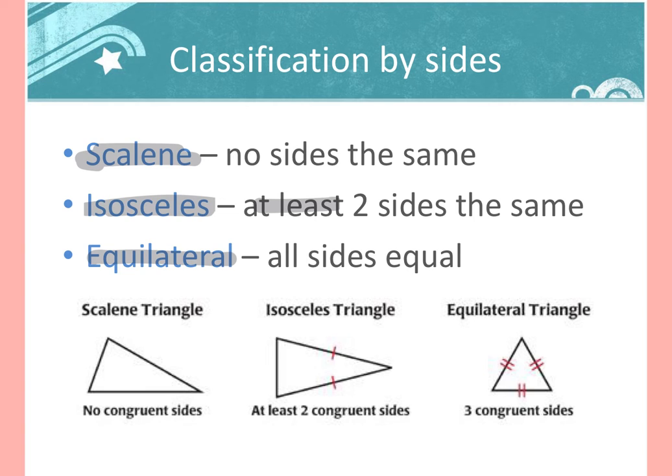So if you're given a diagram and it asks you to classify it by its sides, and it is equilateral, even though it is also isosceles, equilateral is the better way to describe it. If it has 3 sides the same, not only is it equilateral, but it's also isosceles, because isosceles says at least 2 sides the same. But if you're choosing between those 2, the better descriptive word is equilateral. Okay, so 3 sides equilateral, 2 sides isosceles, no sides scalene.